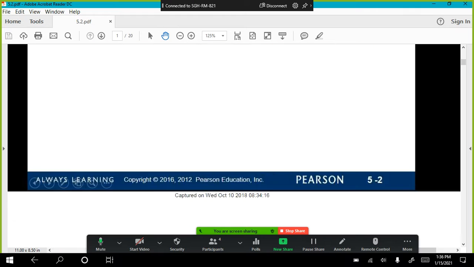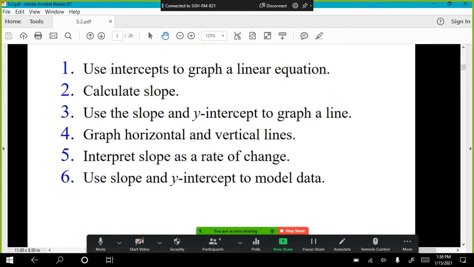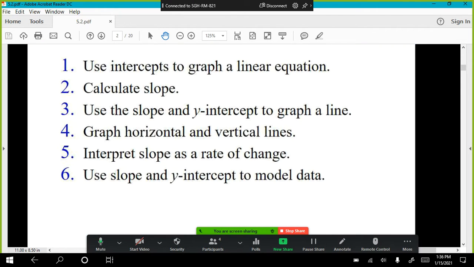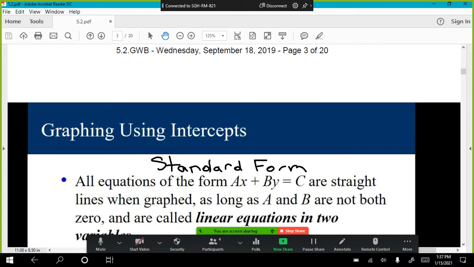Linear functions and their graphs. Here's exactly what we're going to look at. Use intercepts to graph a linear equation, or to graph a line. We're going to talk about slope. We're going to calculate slope. And then we're going to use slope and the y-intercept to graph a line. Then we're going to look at horizontal and vertical lines. And we're going to look at slope as a rate of change, in an application type problem, and then use slope and y-intercept to model data.